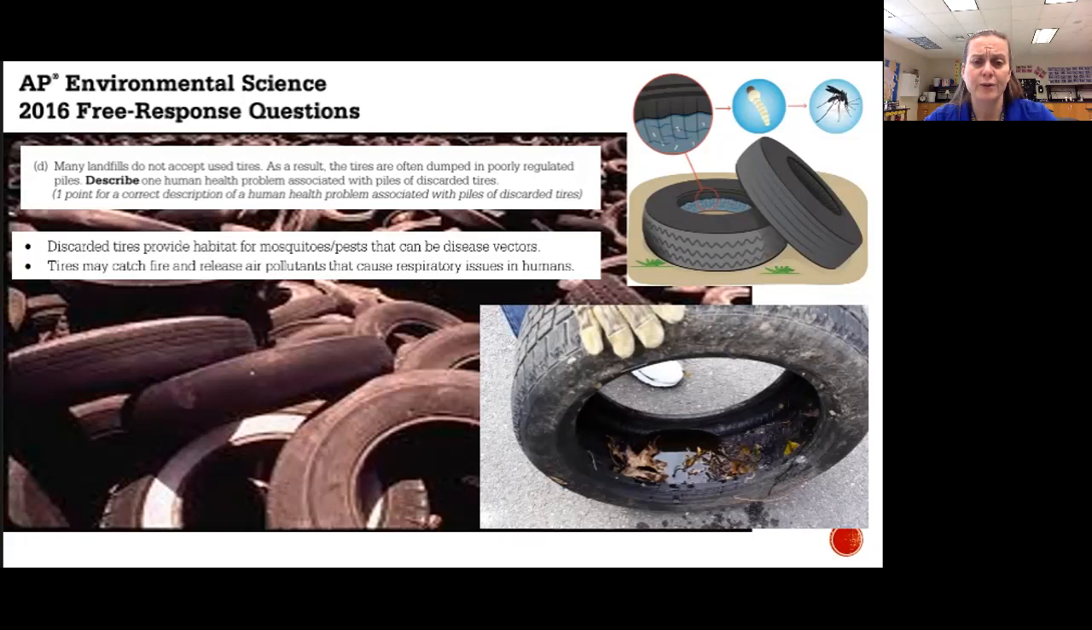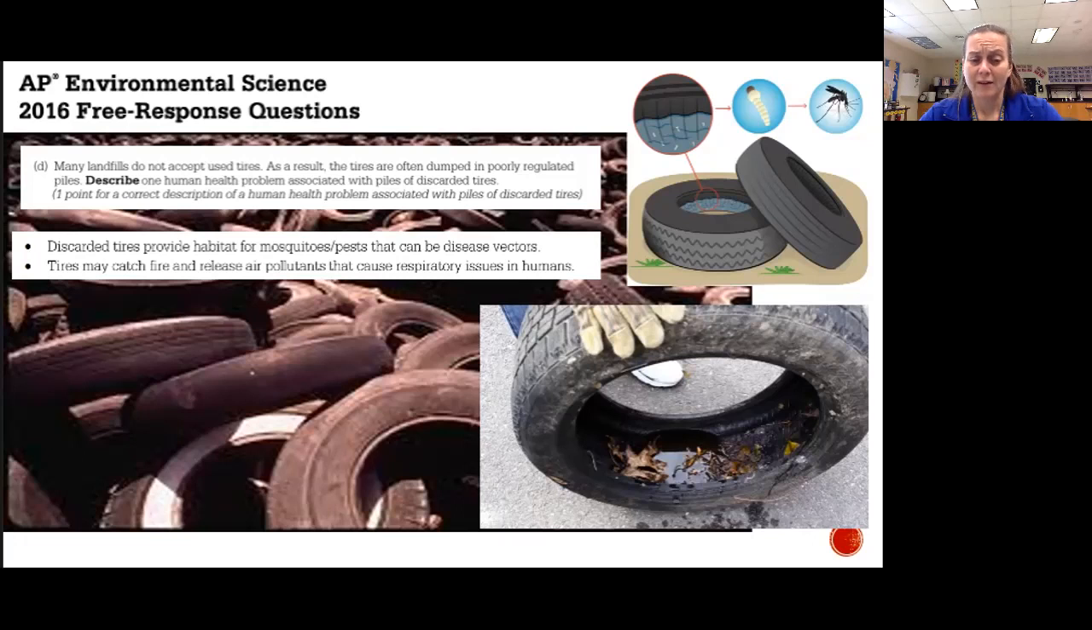And it requires you to simply be logical, to think about what you know, to think about this as a practical experience. And here in this area, I would hope that you all know that anything that can hold water becomes a breeding ground for mosquitoes and other insects that can be disease vectors. Burning rubber also releases air pollutants that are hazardous to humans, and so that was also an acceptable answer.